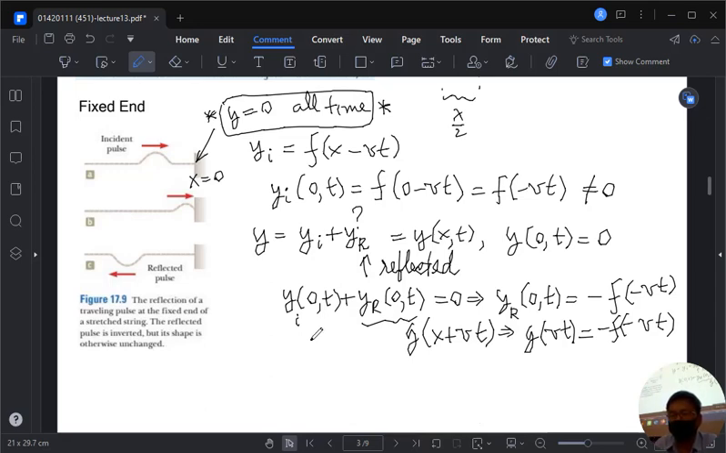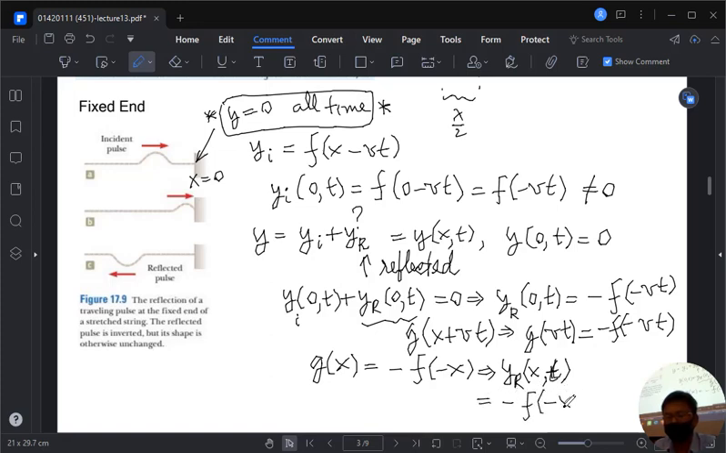So we know that g of x is equal to minus f of minus x. That means that y reflected of x, t, is equal to what? Minus f of minus x minus vt. Done. That's the answer. This is the reflected wave.